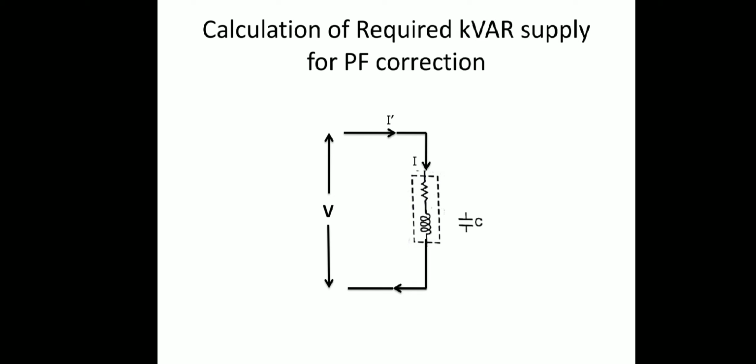Let's connect a capacitor parallel to the inductive load. Then it consumes, or not say consume, is not a proper word, because a capacitor is not consuming any energy. It's just transferring the energy from one side to another side. Let's mark the current IC taken by the capacitor. Now in this condition, I dash doesn't equal I. That means the supply current doesn't equal the load current. It will be different from the original.